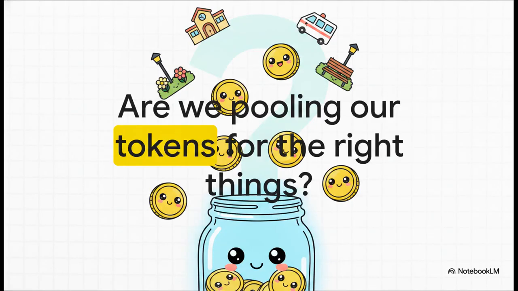So we know the mechanics now. We know how the tokens are collected and exactly why the math works the way it does. But that leaves us with an incredibly important real-world question to ponder as we wrap up this explainer. If taxes are just tokens collected to throw a better, safer, more functional party for everyone, are we pooling them for the right things? I'm going to leave you to think about how your community jar is actually being spent.